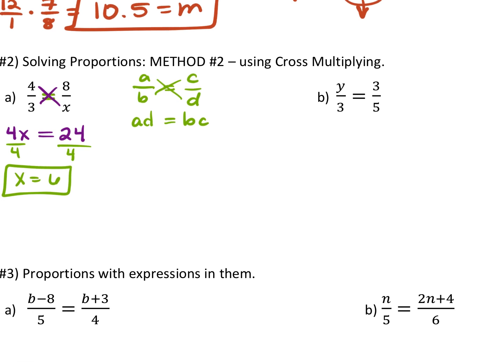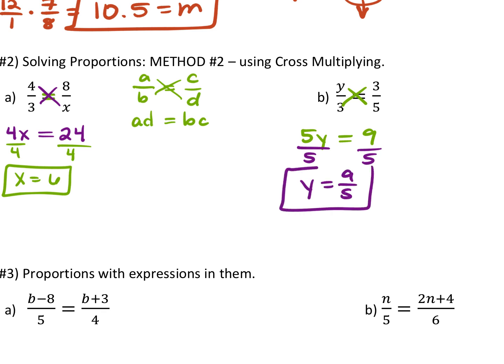What do you do for b? What's your setup? 5y. That's this one. What comes next? What comes between that? Equals. 5y equals 9. Okay, now how do you solve this? You divide by 5 and then just leave it alone. y equals 9/5. If you don't love improper fractions, you are welcome to turn it into 1 and what? 4/5. That's fine.